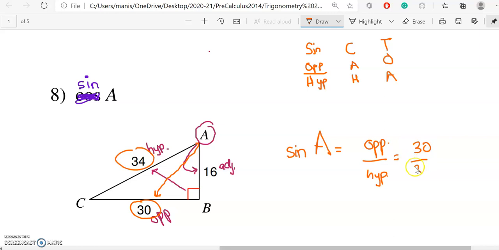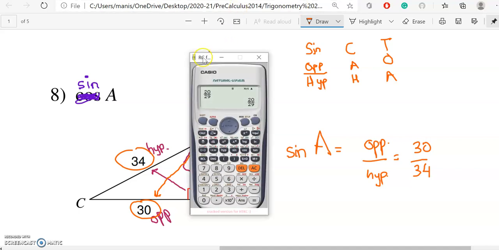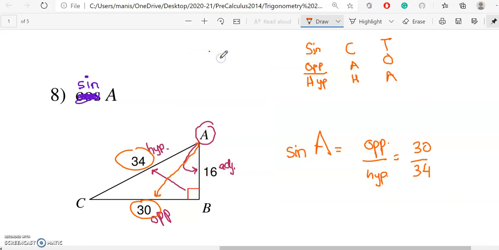So I'm writing 30 over 34. But before I write this as my final answer, I will need my calculator to check whether this is in simplest form or not. Look, this is my fraction button. This is my 30 divided by 34. So what is my answer? 15 over 17. So I'll write my answer as 15 over 17, and this is your final answer.